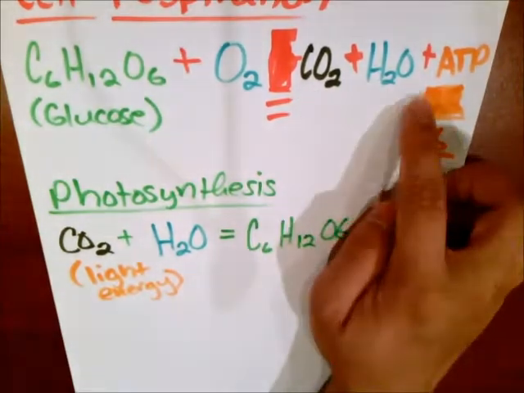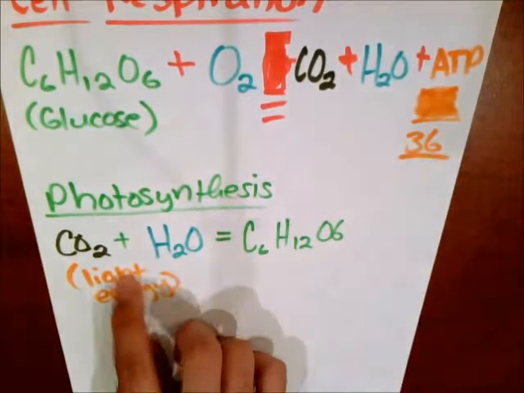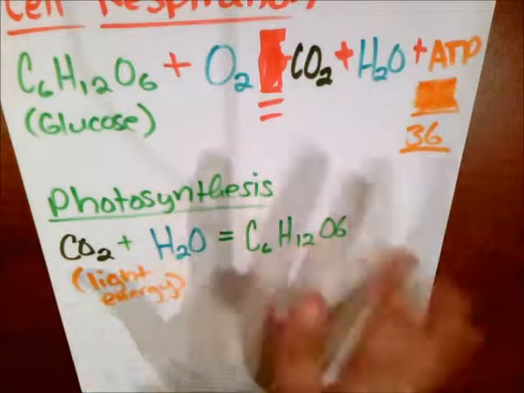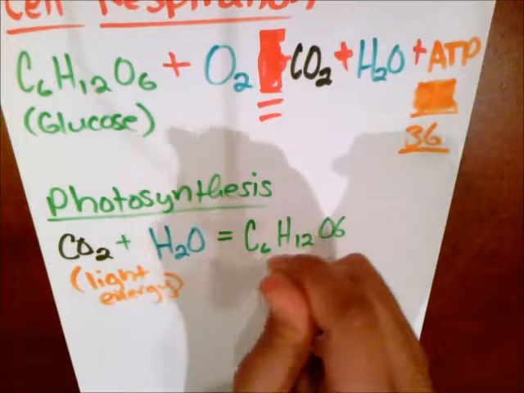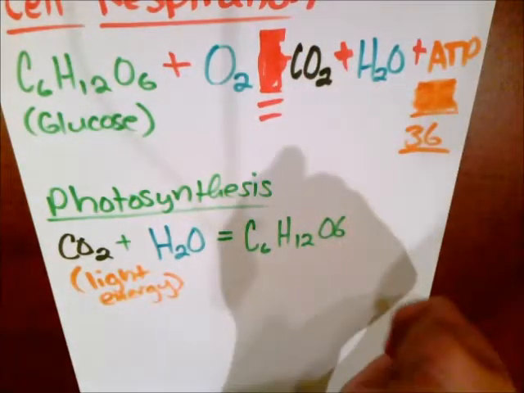Over here, I told you it's exactly the same. Over here you have ATP. Over here you have light energy. ATP is a type of energy. Light energy is a type of energy. Regardless, you need energy to start this equation.